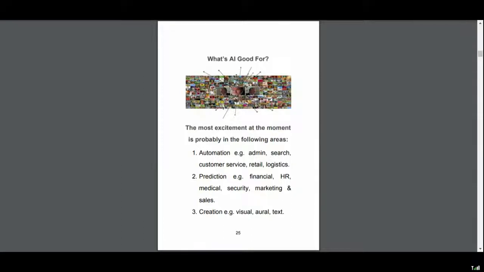Secondly, prediction, whether it's financial market or performance prediction, HR analysis, trying to understand what type of people do well in a company, medical prediction, such as understanding x-rays and other types of medical images, security, trying to protect us from the avalanche of constant security attacks that we are exposed to online every day, and of course, good old-fashioned marketing and sales prediction, trying to sell our next widget.